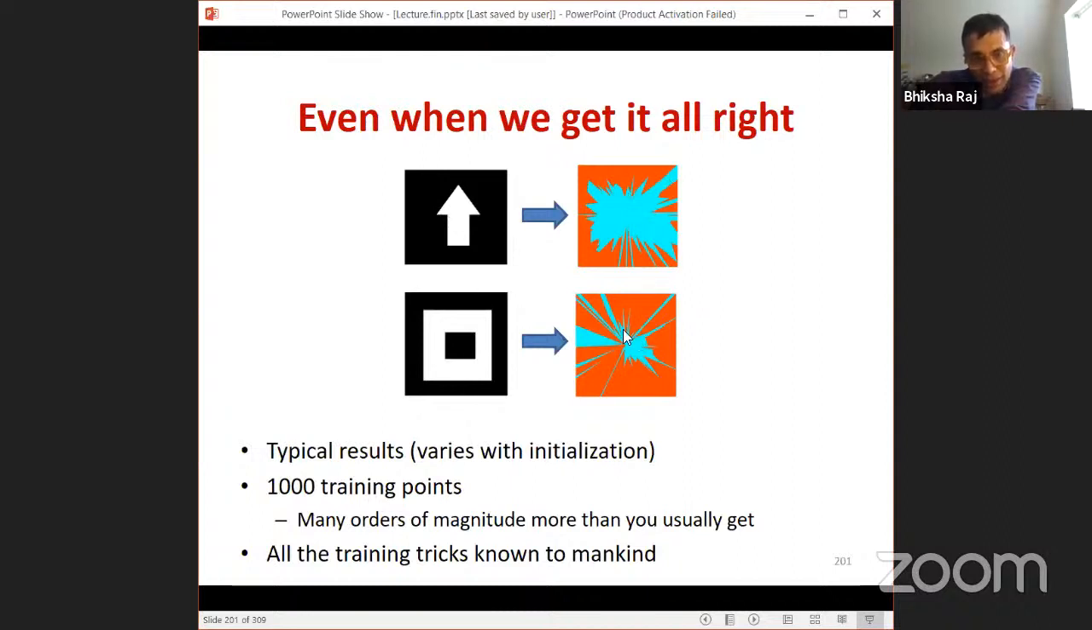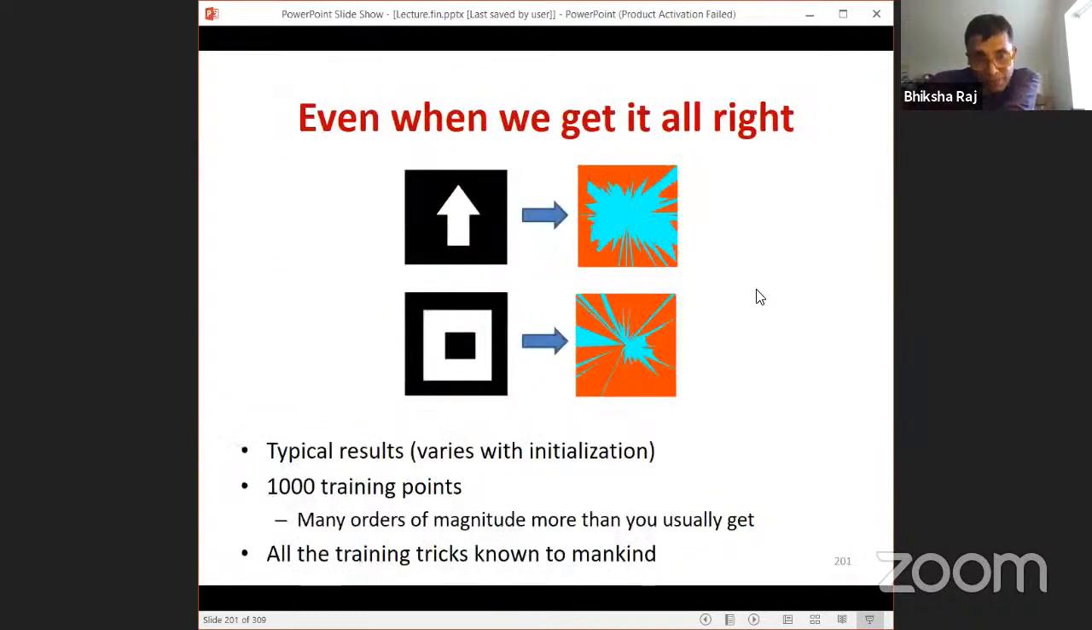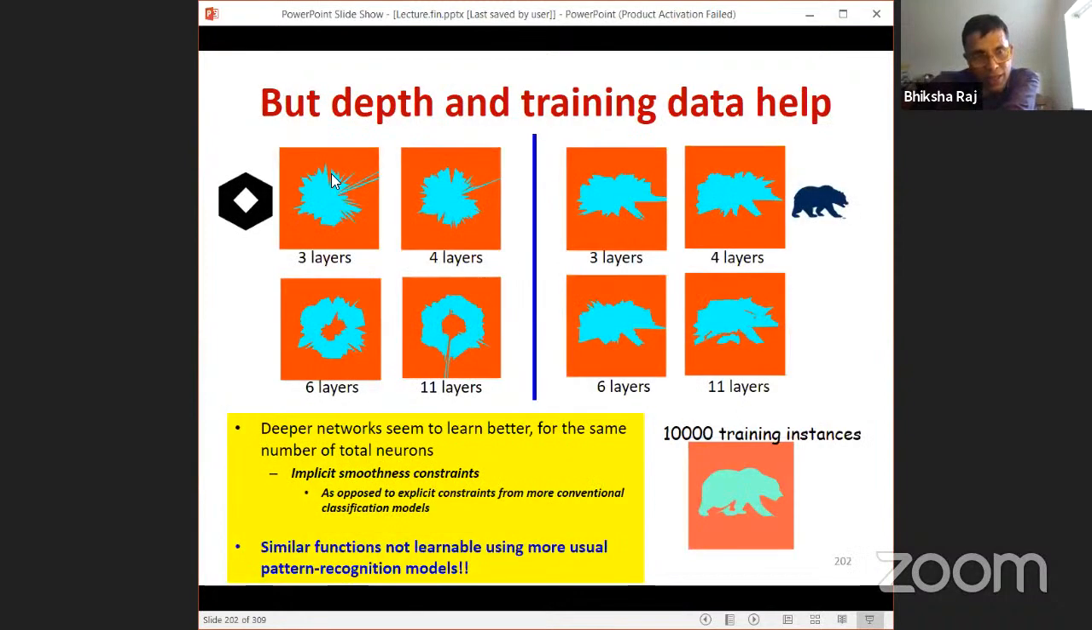And here are the decision boundaries that the network actually learns. It doesn't matter how you train it, what training tricks you use, you're going to end up getting some garbage like this. If I make the network larger, things change, but how? So here again, I'm using different decision boundaries. This is this hexagonal shape. Here the decision boundary we want is this bear.